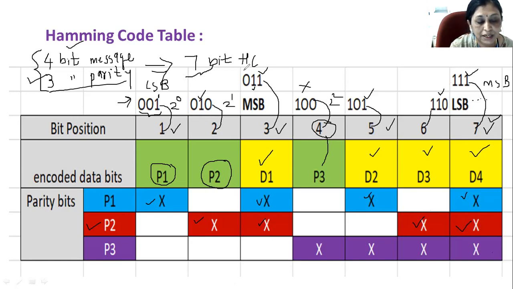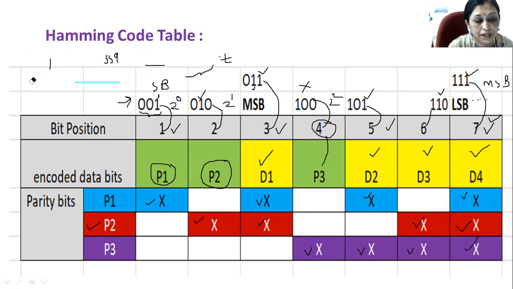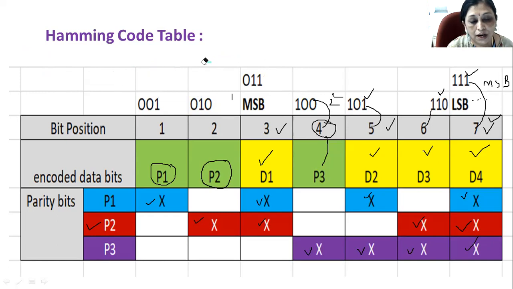Similarly, for parity bit 3, you have to see the MSB, and the MSB should be 1. If you look at bit number 4, bit number 5, bit number 6 and bit number 7, all of them have MSB equal to 1. So in order to assign a value to parity bit 3, we have to check the positions 4, 5, 6 and 7. So this is the way in which we can use this table in order to assign values to the parity bits.